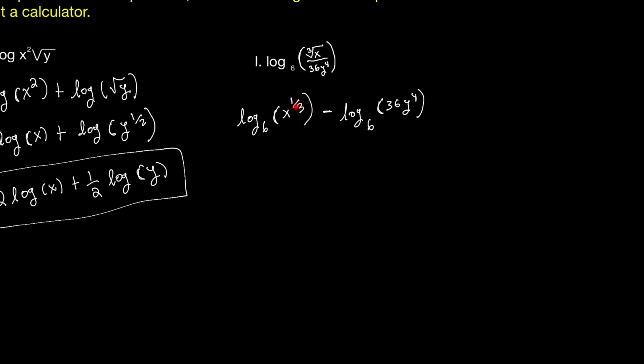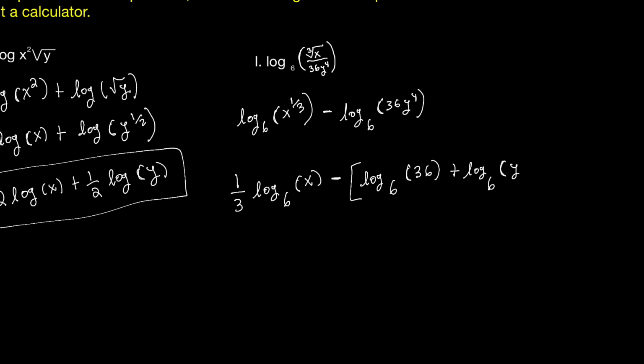Beginning on the left, I notice that in my argument, I have an exponent. I can bring that exponent next to the logarithm. So now I get 1/3 log base 6 of x. And then on the right, I have a product inside of my argument. So I can rewrite this in terms of addition. I'm going to put brackets so that I don't forget to distribute that negative. And I'm going to get log base 6 of 36, and then we're going to sum it with log base 6 of y to the 4th.